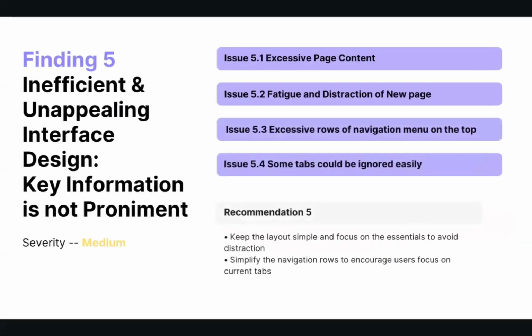Finding 5 is the inefficient and unappealing interface design. The issues including 1, excessive page content, 2, fatigue and distraction of new page, 3, excessive rows of navigation menu below the top navigation bar, and 4, some tabs could be ignored easily. The recommendations for these issues will be keeping the layout simple and focusing on the essentials to avoid distraction. Also, simplifying the navigation rows to encourage users to focus on the current tabs.